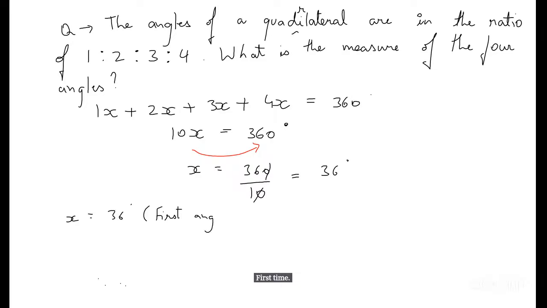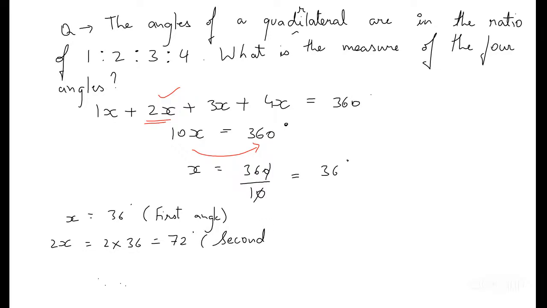Then the second angle is 2x. You can see here it is 2x. So the second angle will be 2x, which means x into 2, that is 36 into 2. So 2x becomes 2 into 36. We will get 72 degrees. This is our second angle.